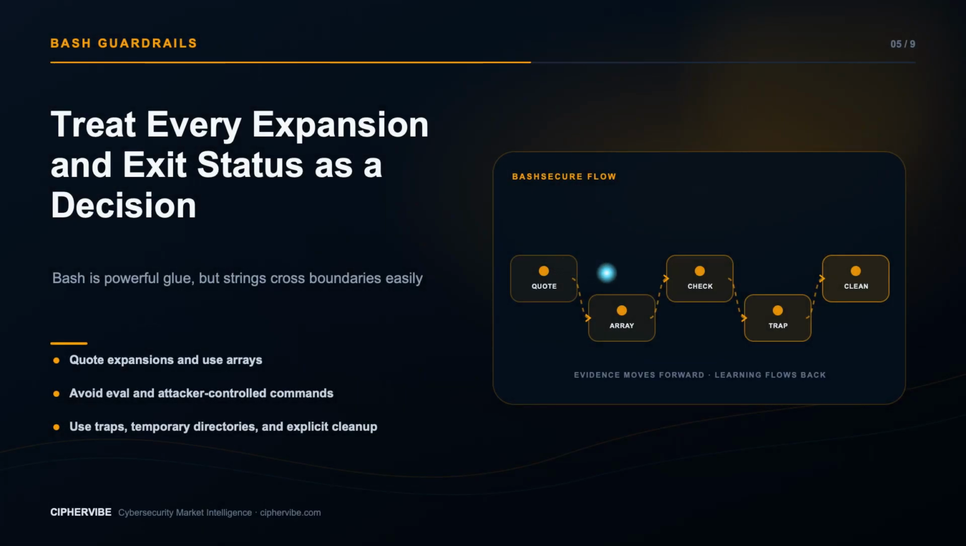Bash is concise because the shell performs expansion, splitting, globbing, redirection, and command lookup for you. Those conveniences become hazards when data is mistaken for syntax. Quote variable expansions unless you intentionally need splitting. Use arrays to preserve argument boundaries. Place a double dash before operands when the command supports it, so a value beginning with a dash is not treated as an option. Never let external input choose the executable.